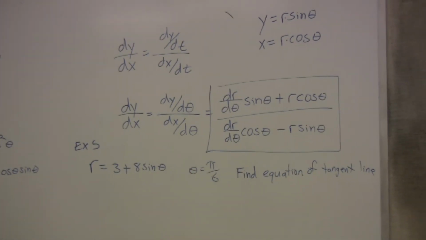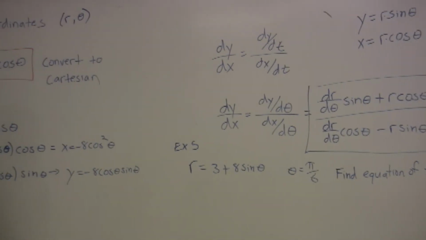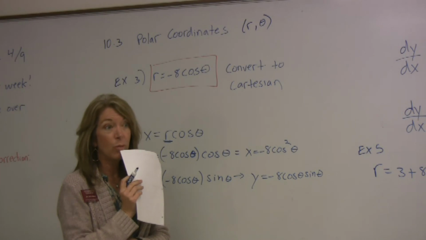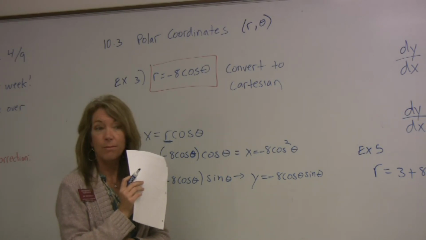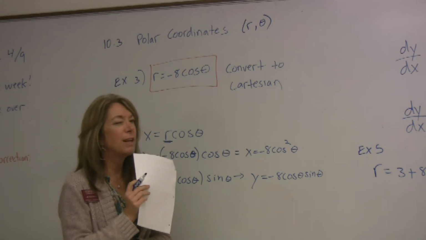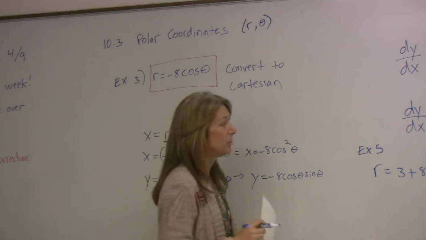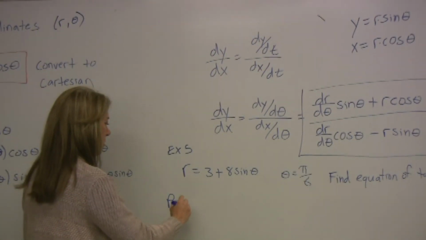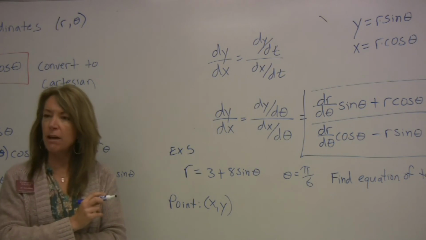What would I do? A lot of thetas and r's and messes up there. What would I do to find the equation of the tangent line? What do you need to find the equation of any line? A point and a slope. Let's talk about how we get the point. I need a point, which would be an x, y. How am I going to find x, y?